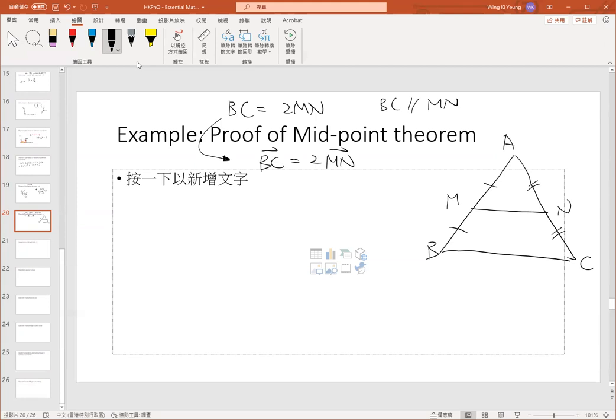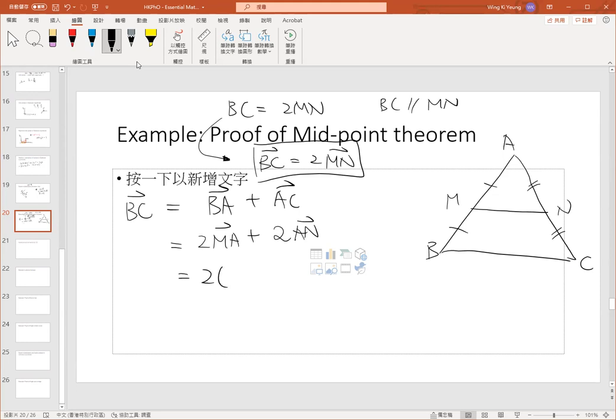So I'm starting from the left hand side. I want to prove this one. So I'm starting from the left hand side, that is BC. I can express the vector BC as vector BA plus vector AC, is it? Just look like the A can be cancelled out. And then vector BA can be written as 2 vector MA, and vector AC can be written as 2 vector AN. Okay. Done. Is it that simple?